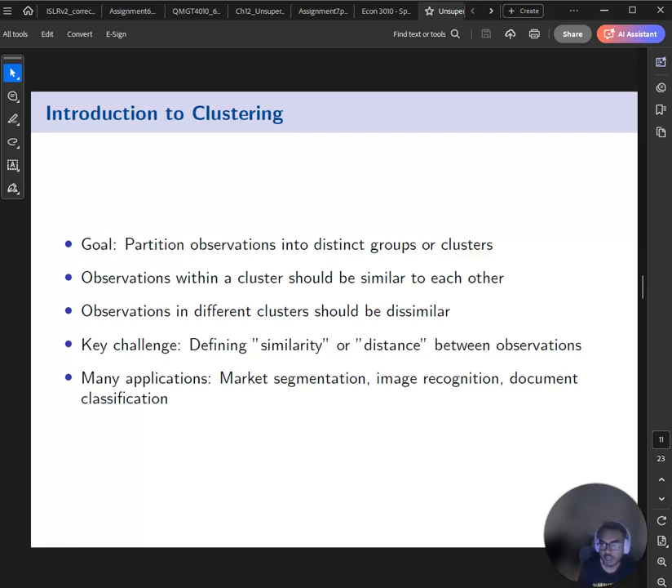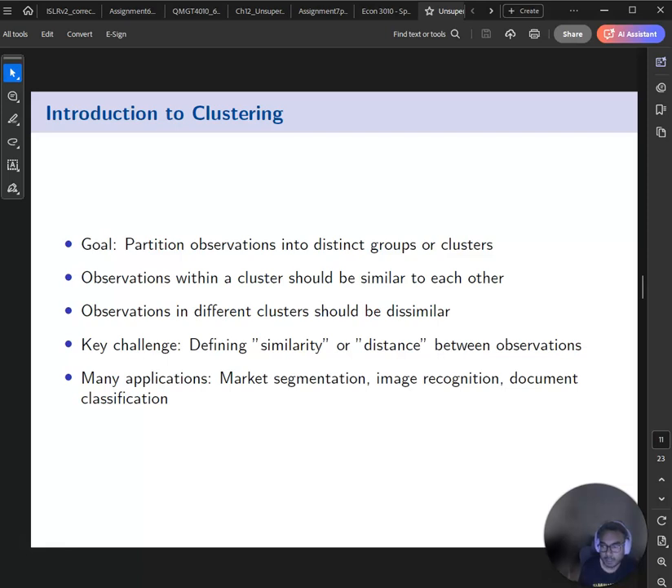Next, we shift gears and talk about our second major technique in unsupervised learning, which is clustering. The core goal of clustering is to partition our observations into distinct groups or clusters. We want to organize our data so that observations within the same cluster are similar to each other, while observations in different clusters are dissimilar. A key challenge in clustering is defining what we mean by similarity or distance between observations. Different distance measures can lead to very different clustering results. So these choices need to be made carefully based on our data and objectives.